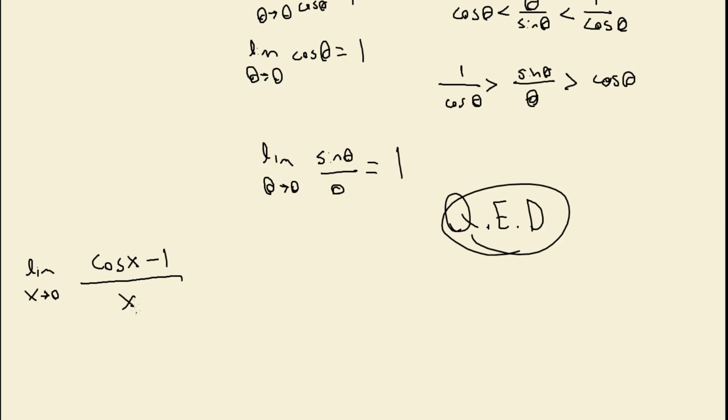Well, here, of course, there's this x in the denominator, so you can't just plug in values. One thing we can do is multiply by the conjugate, cosine of x plus 1. If we multiply by this, it's the same thing as just multiplying by 1, because this divided by itself is just 1. And so if we do this, we get cosine squared of x minus 1 divided by x times cosine of x plus 1.